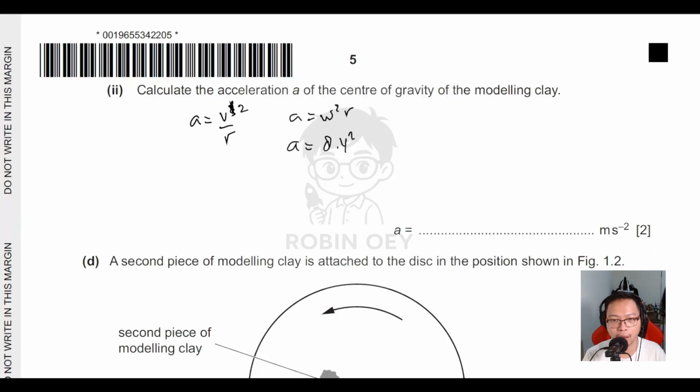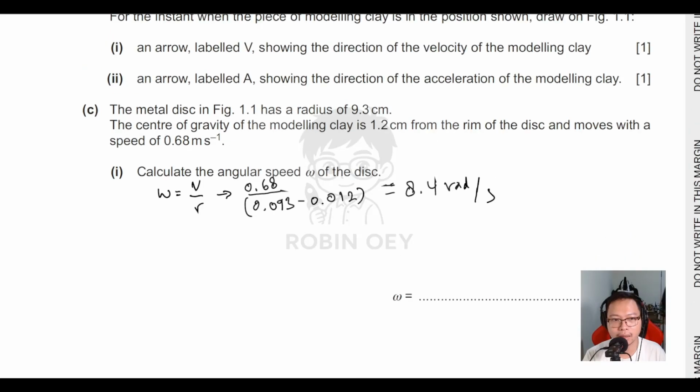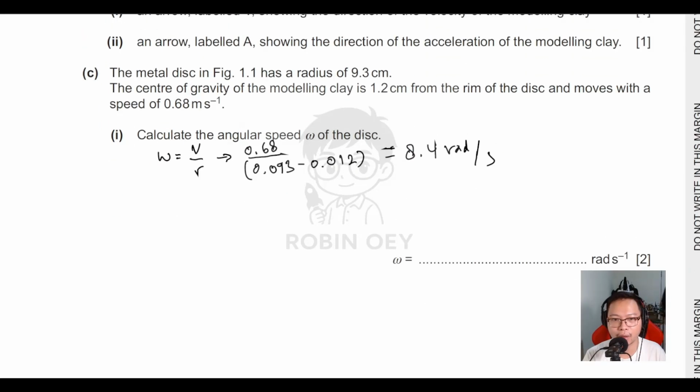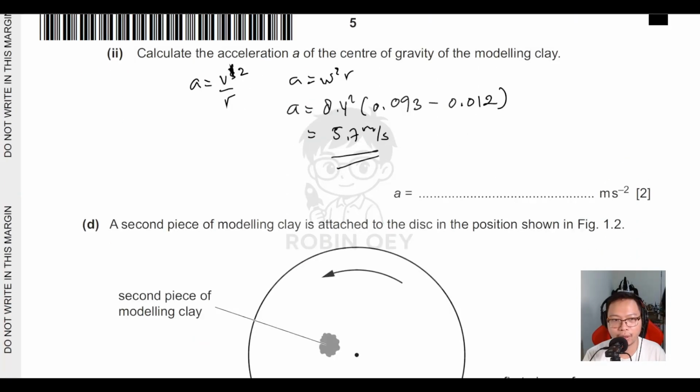times the R, which would be 0.093 minus 0.012. Okay, so the acceleration would be 5.7 meter per second. Okay, that is it for C. The answer for C I would be 8.4. The answer for C double I would be 5.7 meter, oh sorry, meter per second square.